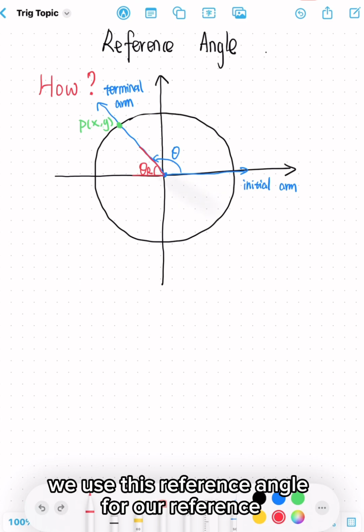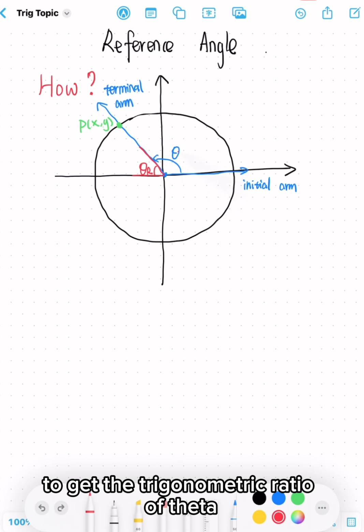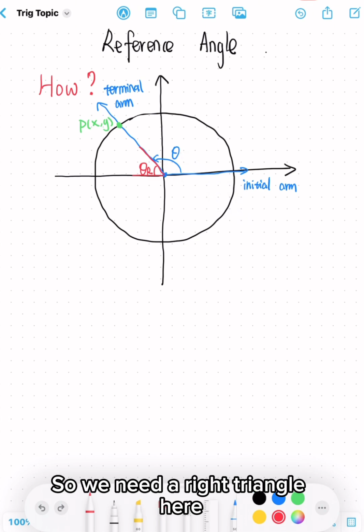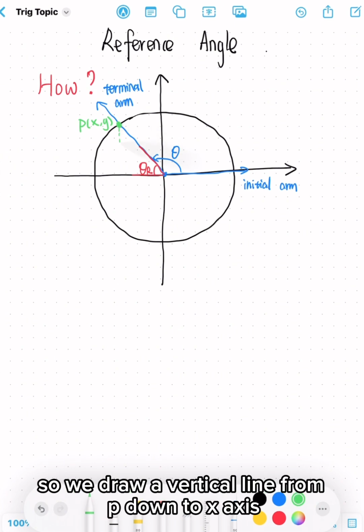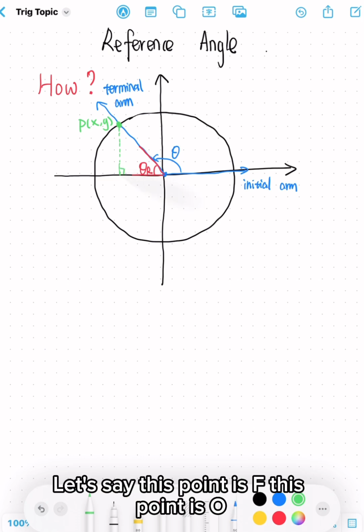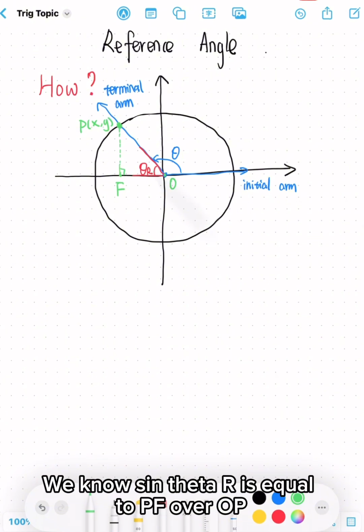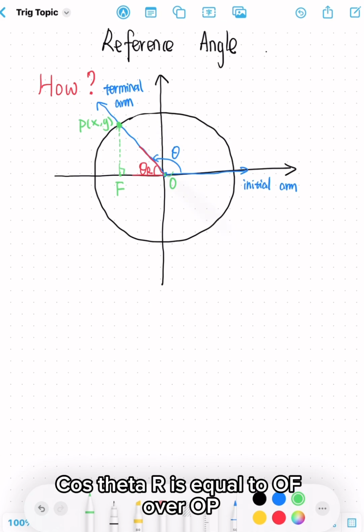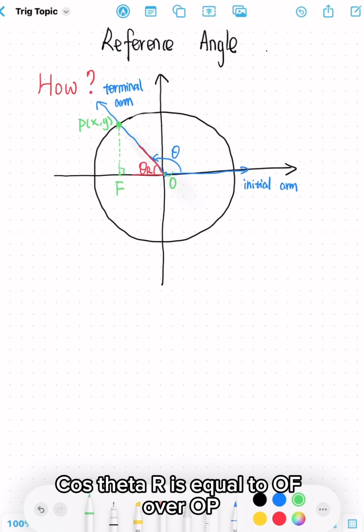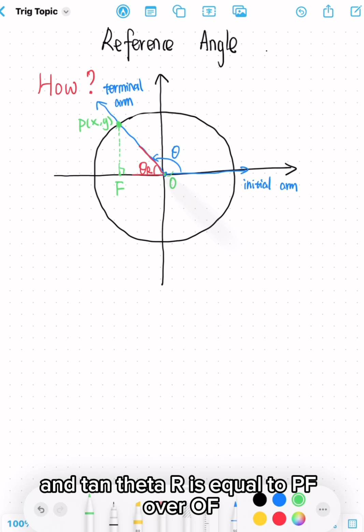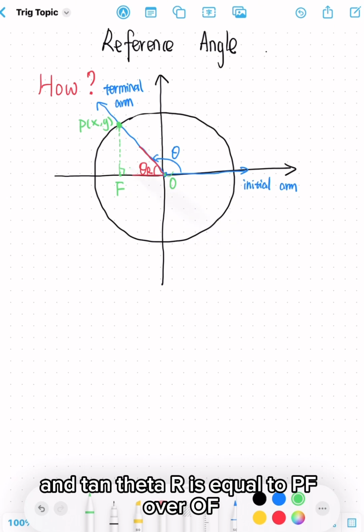We use this reference angle to get the trigonometric ratios of theta. So we need a right triangle here. We draw a vertical line from P down to the x-axis. This is 90 degrees. Let's say this point is F and this point is O. We know sine theta r is equal to PF over OP, cosine theta r is equal to OF over OP, and tangent theta r is equal to PF over OF.